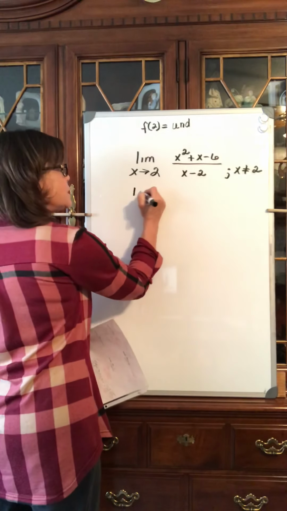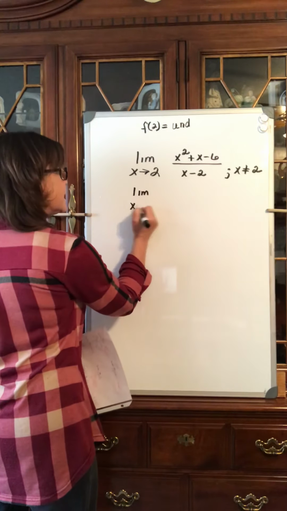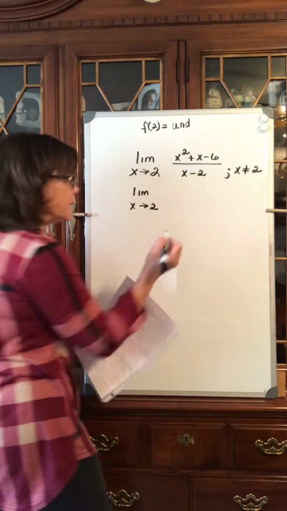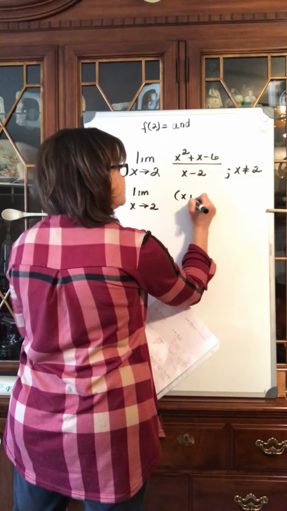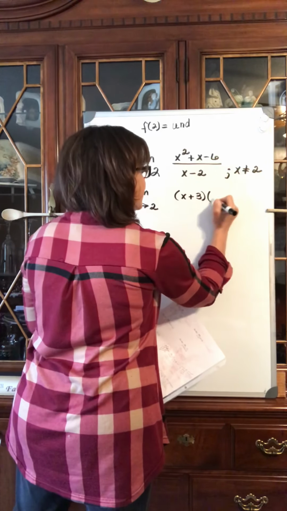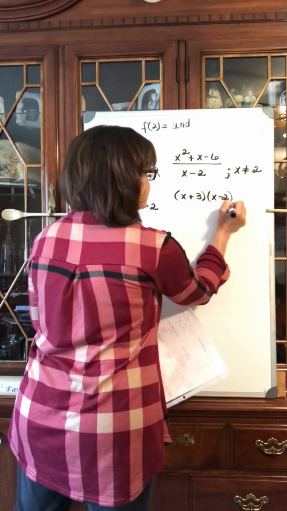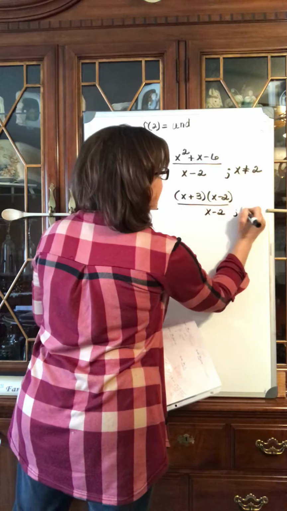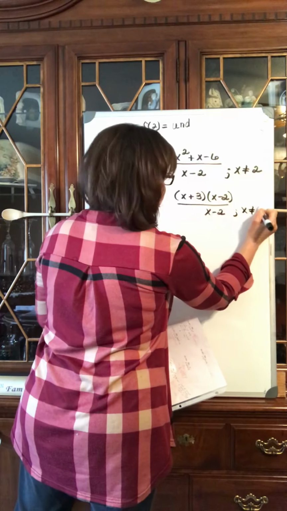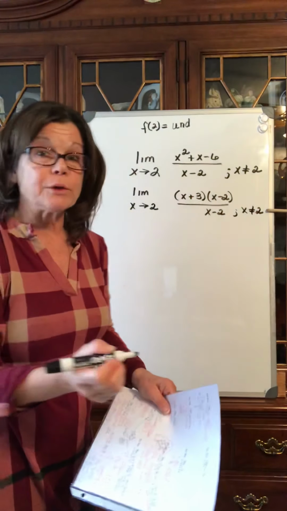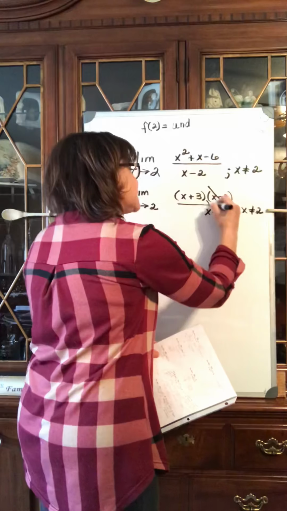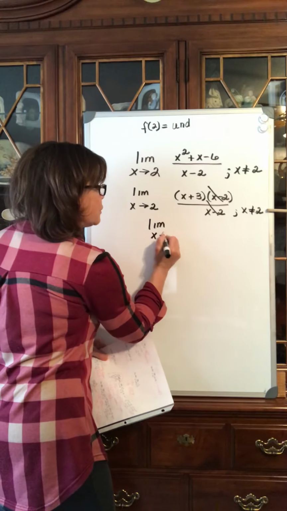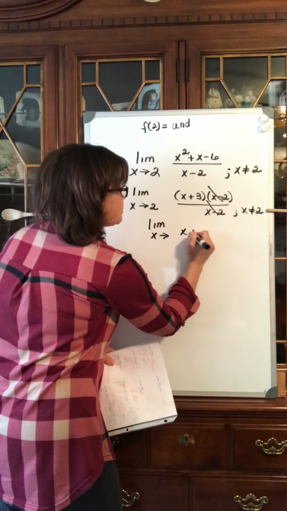So keep your limit notation in until you're done simplifying as x is approaching positive 2. The numerator will factor to x plus 3, x minus 2, divided by x minus 2. Now I know that x cannot equal 2, but that doesn't mean that it's not coming to the same y location. These are going to cancel. So I'm left with the limit as x is approaching 2 of x plus 3.